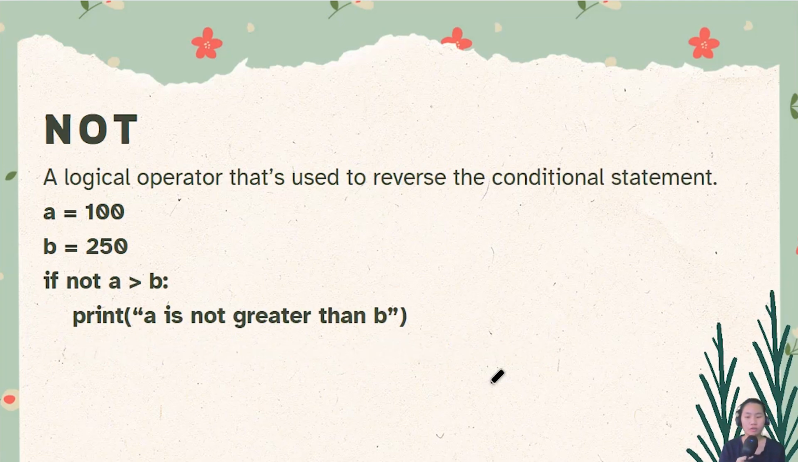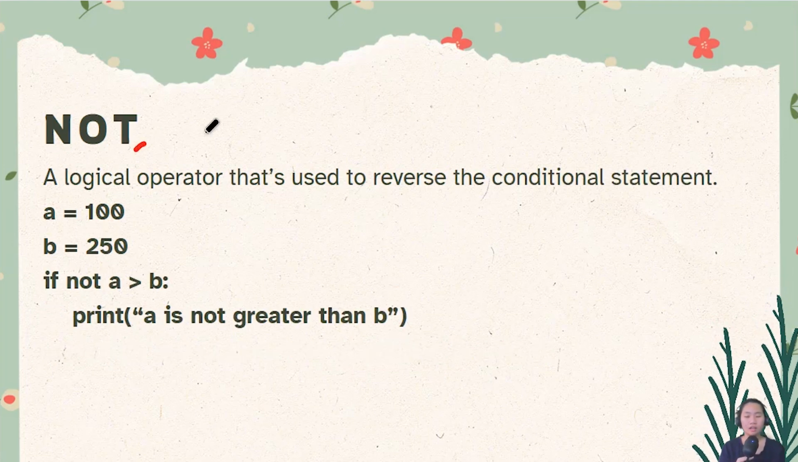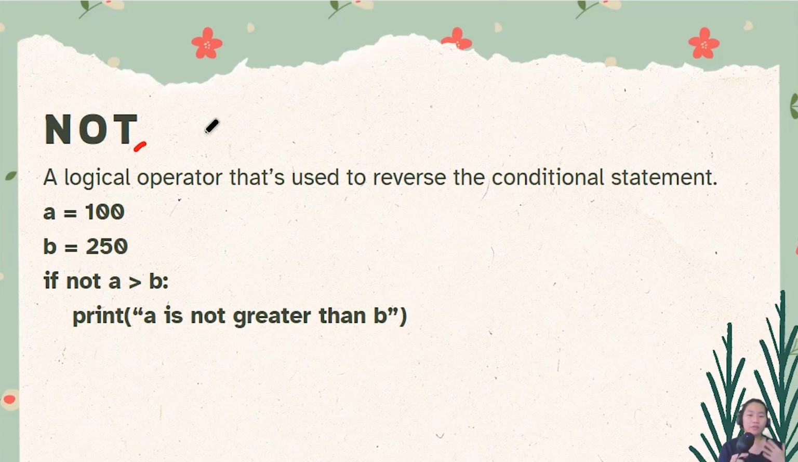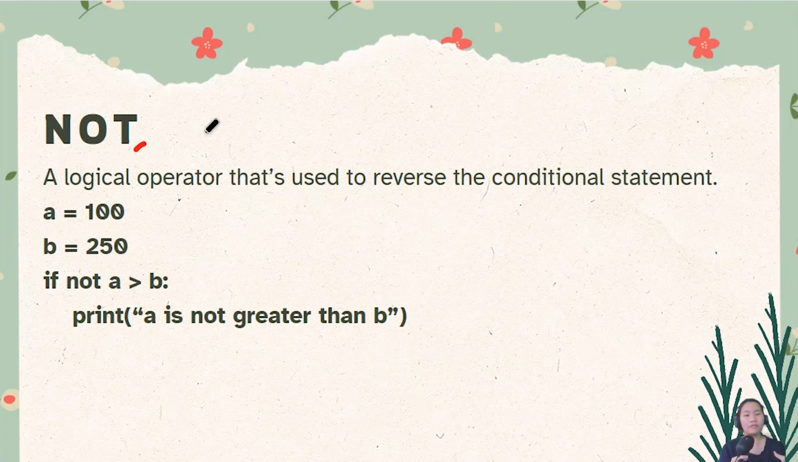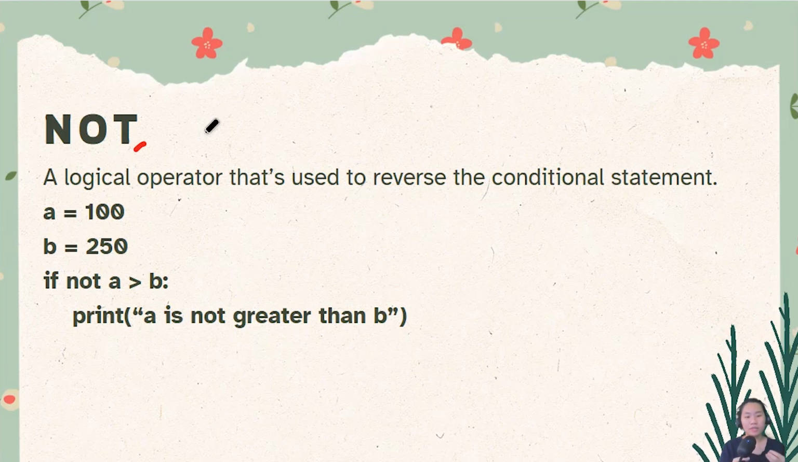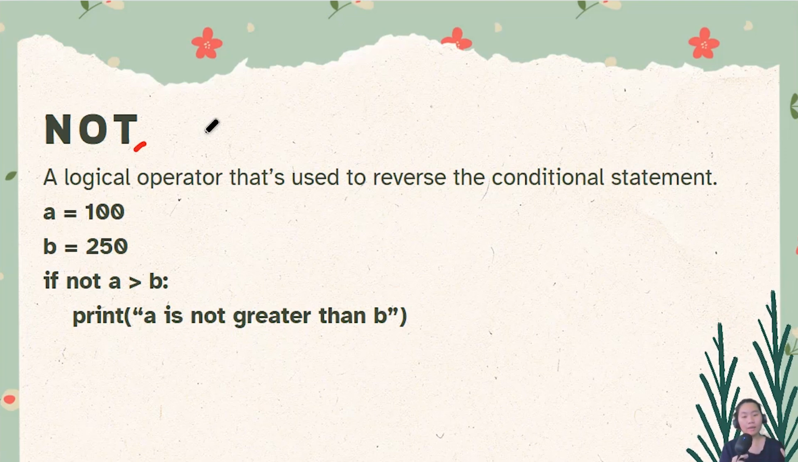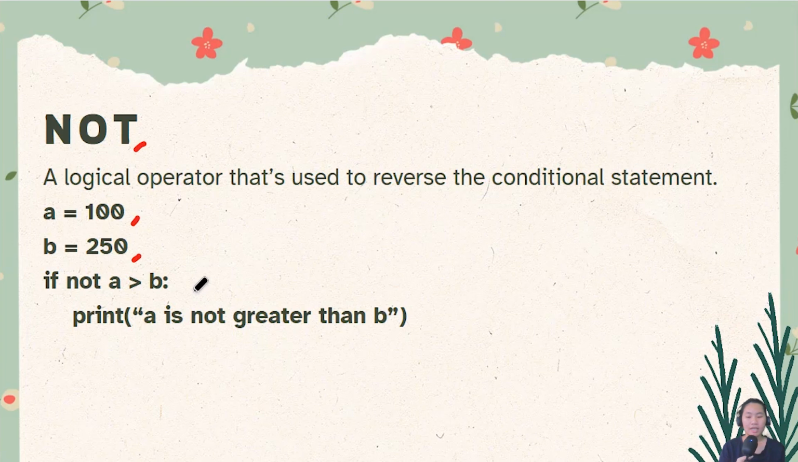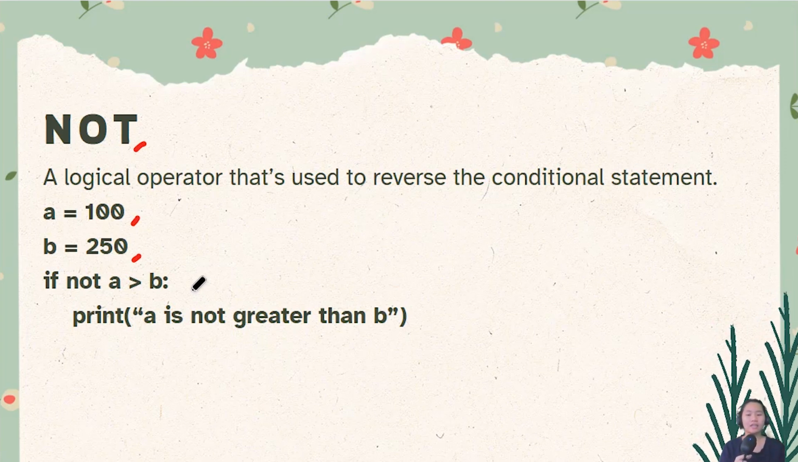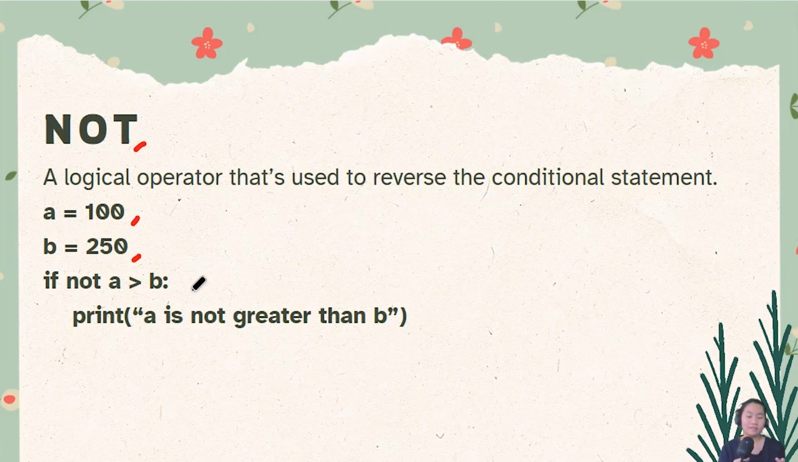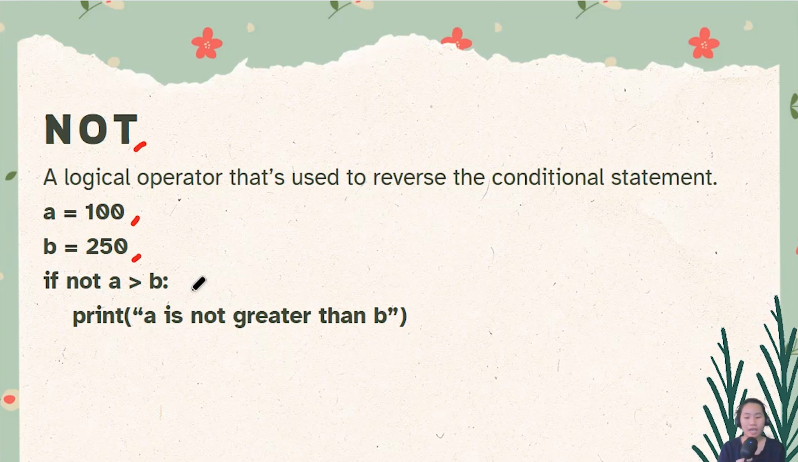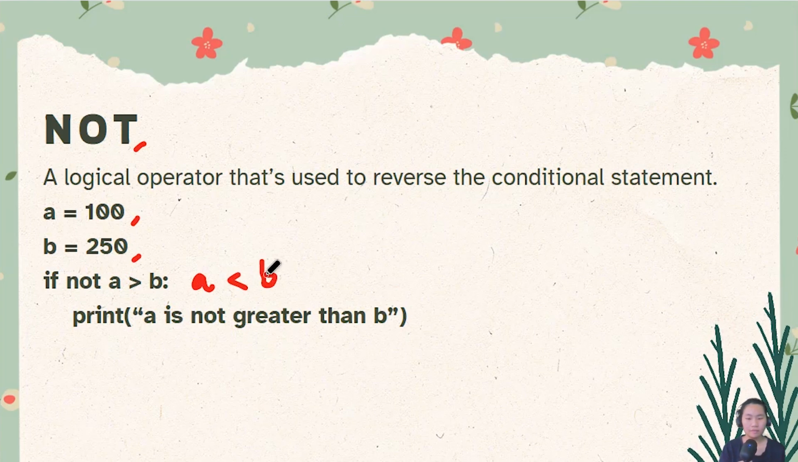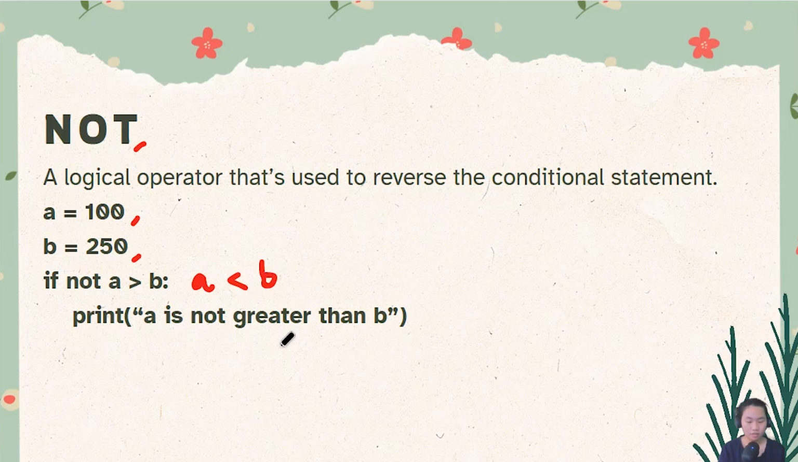So let's move on to the next part, the not logical operator. Now, not is a reversal of the condition that you give. If something is not that or not happening, it is fulfilled. So a is equal to 100, b is equal to 250. If not a is larger than b. So a is less than b. And this is the equivalent of saying if a is less than b, okay? Print a is not greater than b.